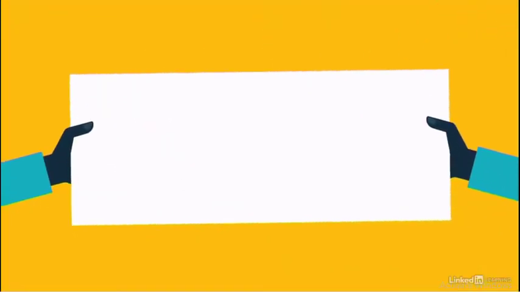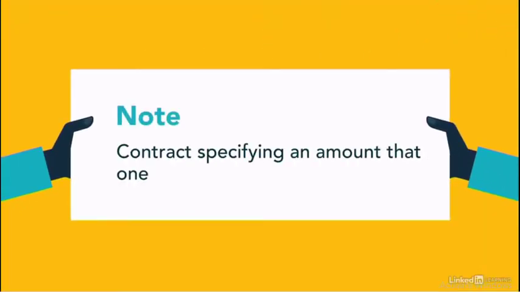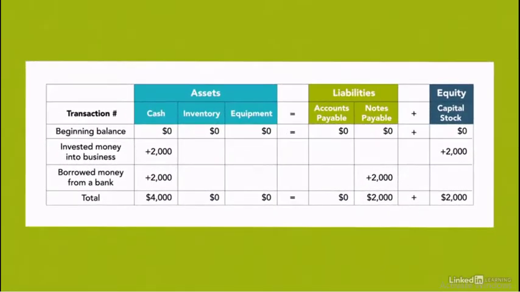A note is a contract specifying an amount that one party will repay to another, usually with interest along the way. This particular account could also be called loans payable. The accounting equation captures the economic impact of borrowing the money as follows. We now have assets totaling $4,000 funded with liabilities in the amount of $2,000 and investments by owners also to the tune of $2,000. Again, our accounting equation balances because our debits equaled our credits in our journal entry.